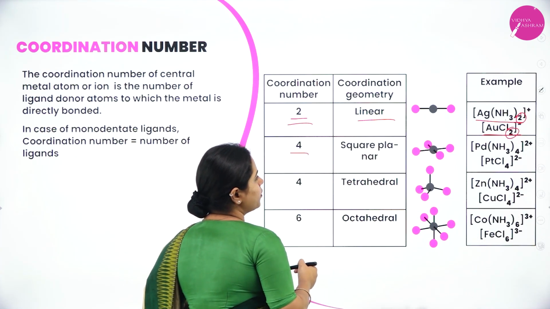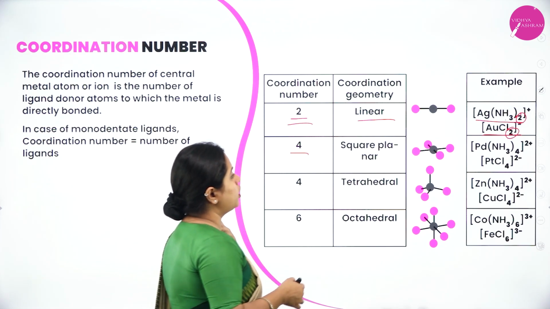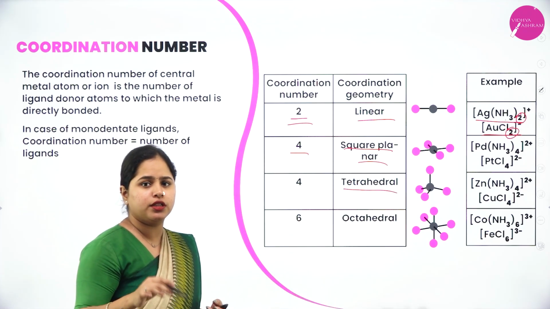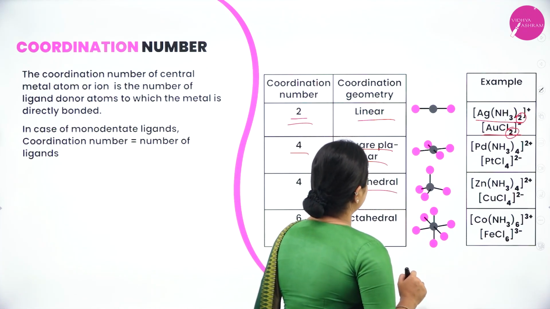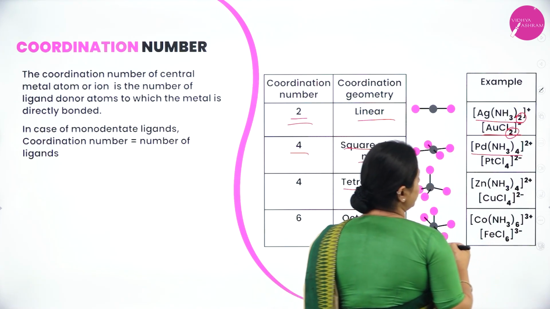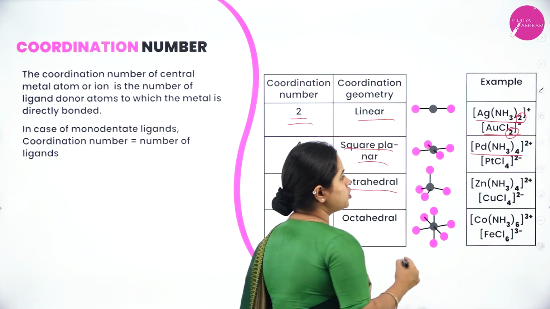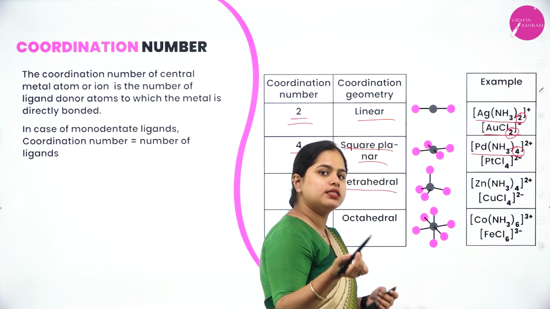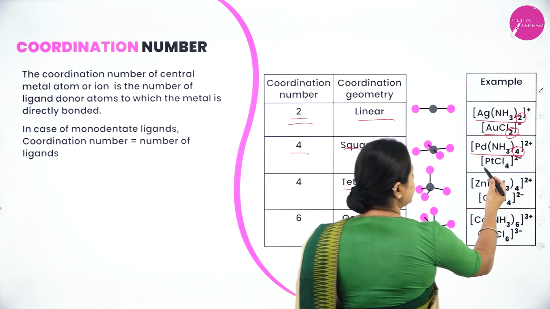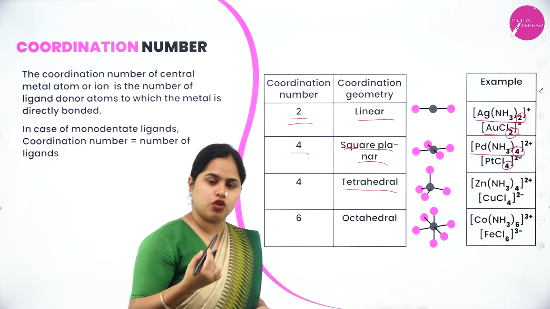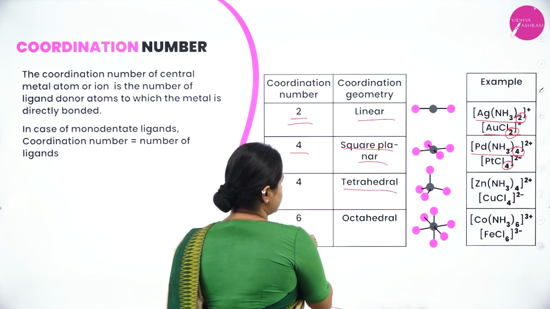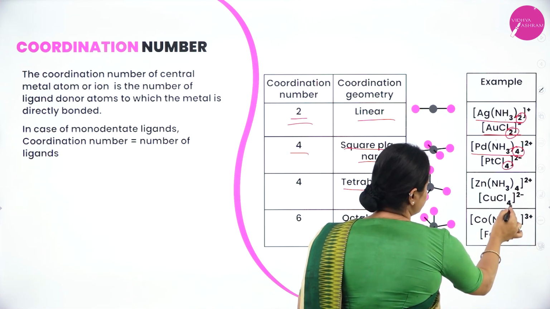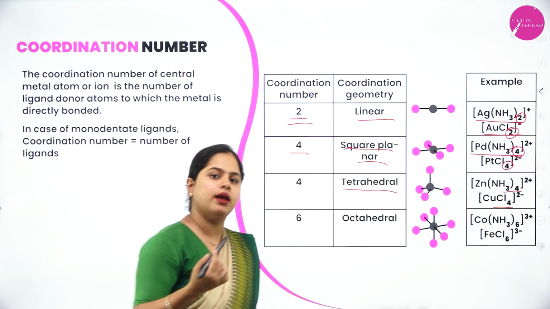Now if the coordination number is 4, the coordination geometry is square planar. Another possibility is tetrahedral. How to identify this also we are going to study in detail. A square planar complex example is Pd(NH3)4 2 plus. Here also ammonia is a unidentate ligand, so the number of ligands is the coordination number, which is 4. Here also PtCl4, the number of ligands is 4, so the coordination number is also 4. Now moving on to this one: Zn(NH3)4 2 plus and CuCl4. In both these cases the coordination number and the number of ligands are equal.